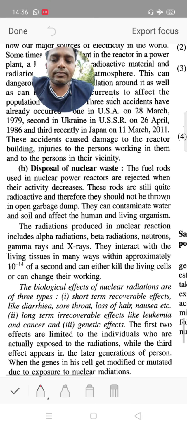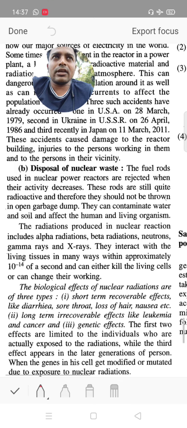Biological effects of nuclear radiation are of three types. First one is short-term recoverable effect: diarrhea, loss of hair, nausea, sore throat. It is a short-term effect of radiation. Second one is long-term, an irrecoverable effect like leukemia and cancer. And third one is genetic.